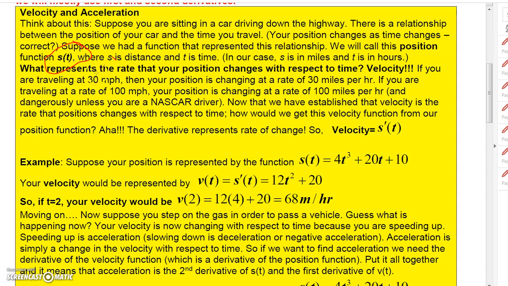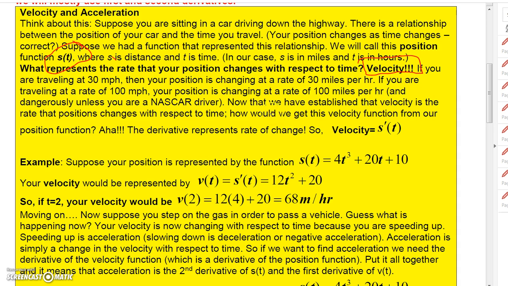What represents the rate that your position changes with respect to time? I bet you can answer that. It's velocity. So if you're traveling 30 miles per hour, then your position is changing at a rate of 30 miles per every 1 hour. If you're traveling at 100 miles per hour, your position is changing at a rate of 100 miles per hour, and dangerously so, unless you're a NASCAR driver.